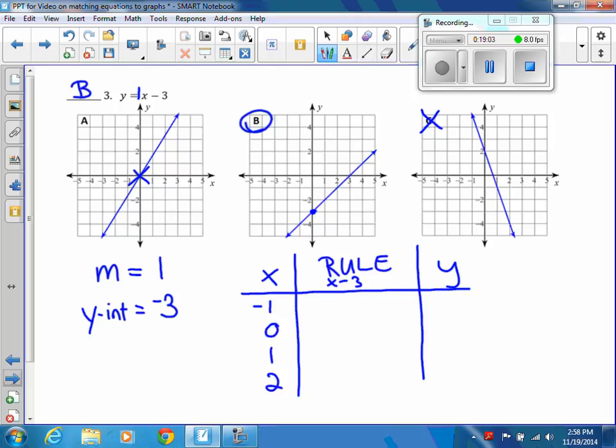Now again, those x values are for when you have whole number coefficients. If you have a fraction coefficient, remember you want to use a fraction-friendly number for x. So if you had 1/2, for example, you're going to use multiples of 2. If you had 1/3, you would use multiples of 3. If you had 1/5, you would use multiples of 5. Something that's going to make it easy to do that fraction portion of your rule.